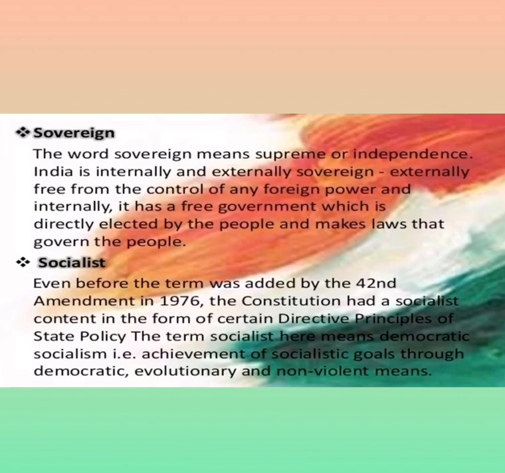Socialist. Even before the term was added by the 42nd Amendment in 1976, the Constitution had a socialist content in the form of certain directive principles of state policy. The term socialist here means democratic socialism, that is, achievement of socialistic goals through democratic, evolutionary, and non-violent means.